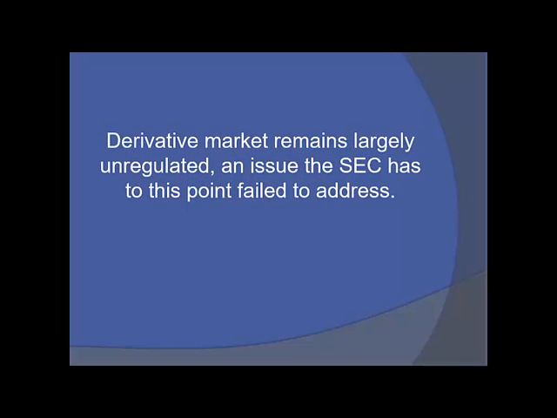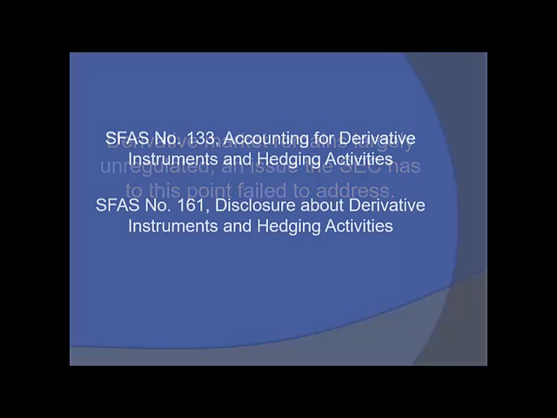Derivative market remains largely unregulated, an issue the SEC to this point has failed to address. But the rules just discussed were added after the derivative trading market reached its peak in the days of Enron and the Enron collapse. And these are the two reference points. You can find other information. SFAS number 133 and number 161. You can still find the old versions of these through a Google search, but it's probably best to go through the accounting standards codification.